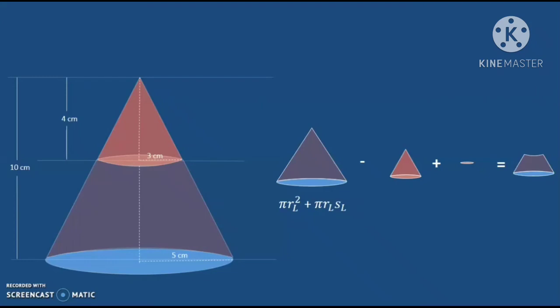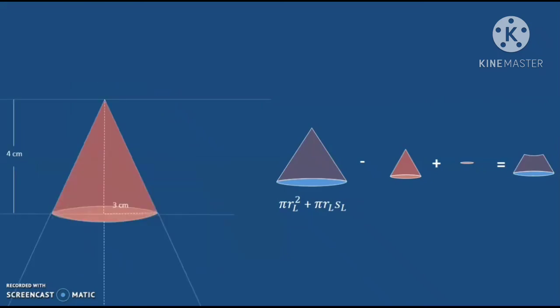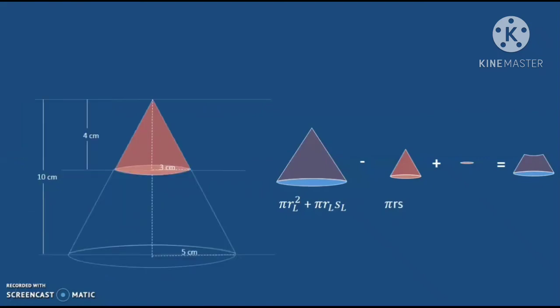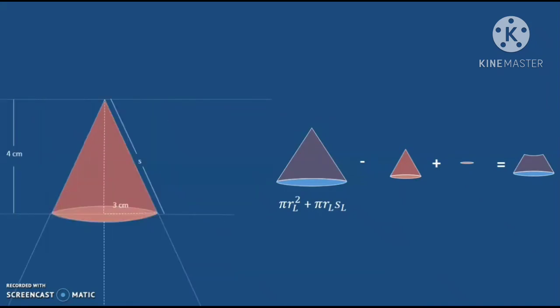Now, what is the lateral area of the small cone? Well, the lateral area is just this 40 right here, and we know that the formula for finding the lateral area is πrs. But instead of looking at the large radius and slant height, we should be looking at the small radius and small slant height. So we'll denote these variables with a subscript S.